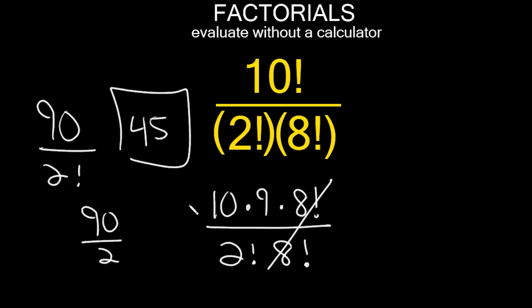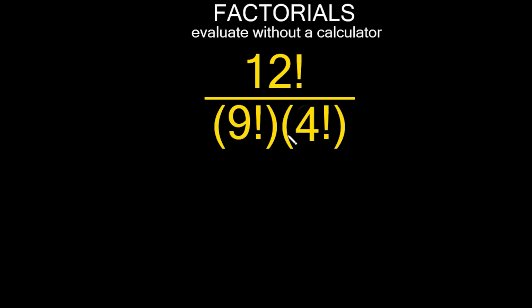Okay, let's go ahead and try another example. So here's my next example. This one's a little more tricky. So what do I need to do here? Well, I have a 12 factorial on my numerator, and I have this 9 factorial here.